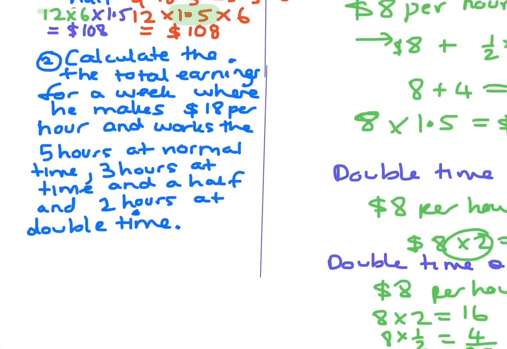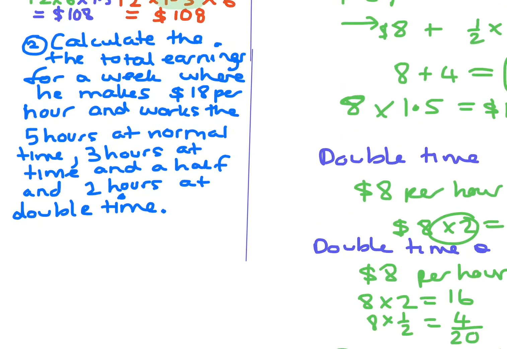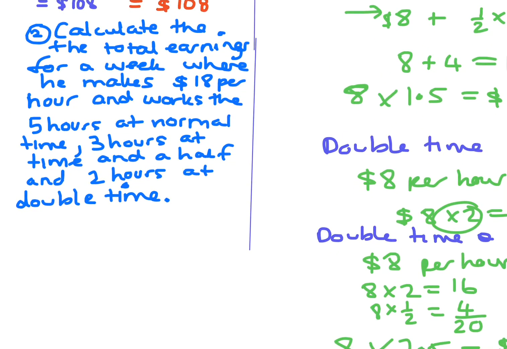Okay, so let's look at a second example. You could copy this down if you want. Calculate the total earnings for a week where he makes $18 per hour and works for 5 hours at normal time, 3 hours at time and a half, and then 2 hours at double time. What would the total earnings be?